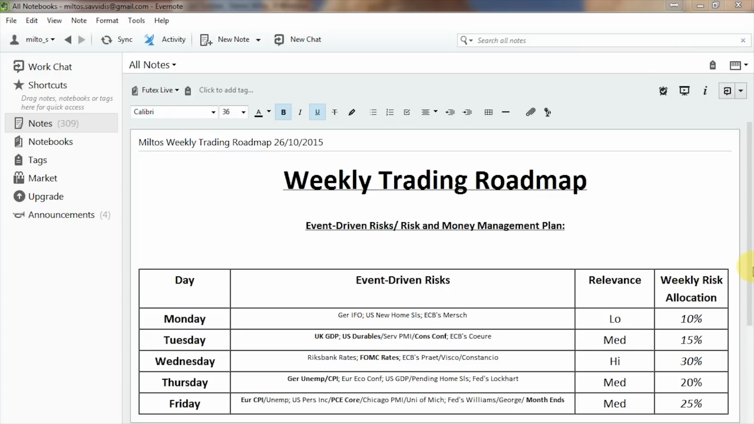What we're going to be covering today is some of the event-driven risks, and taking a look at the risk and money management plan ahead, taking a look at the Bunds and the Eurostock futures, taking a look at the structure, particularly their weekly market profile structure, and then from there we're going to try and build a few scenarios to see if there's any particularly good trading opportunities.